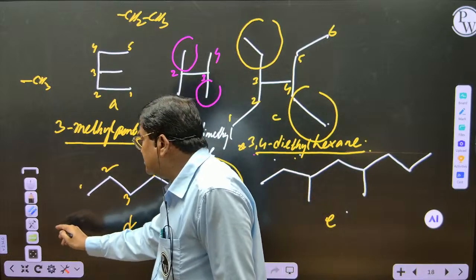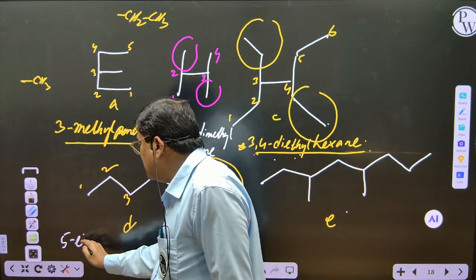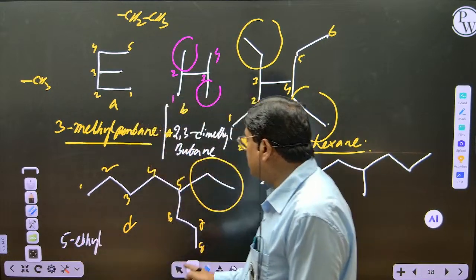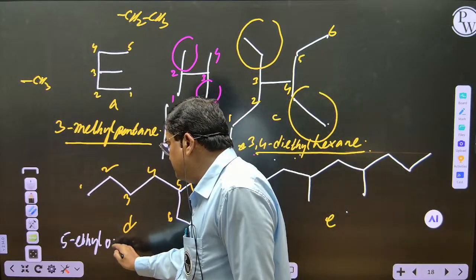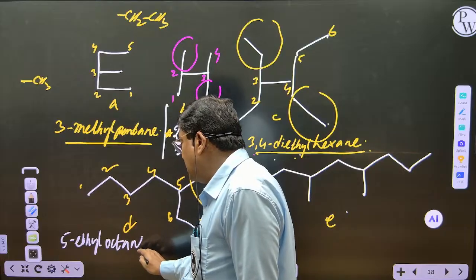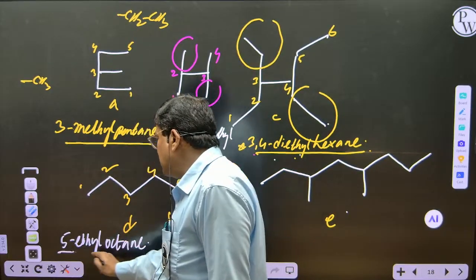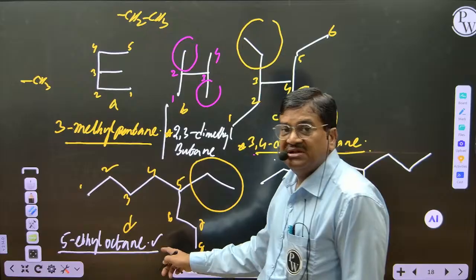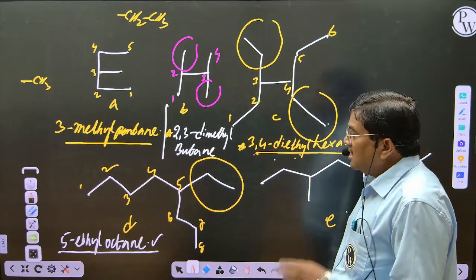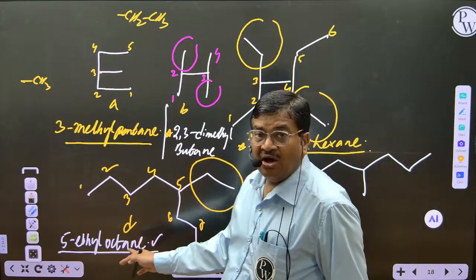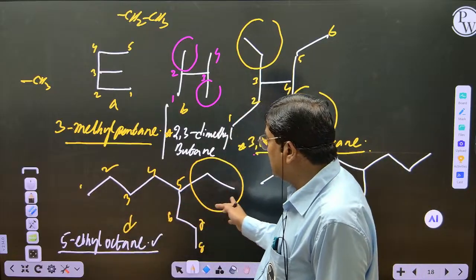Here I am writing, students: 5-ethyl. What is the word root? Oct. And is it saturated or unsaturated? If it is saturated, what is the suffix we add? Octane. 5-ethyl octane. Check your answer whether you wrote the same or not. Did all of you get the same answer? 5-ethyl octane. Understood?